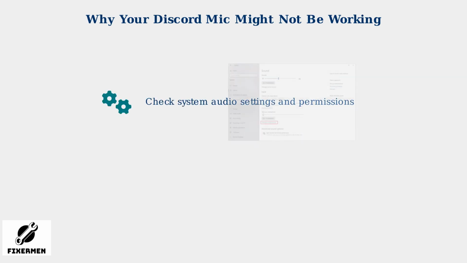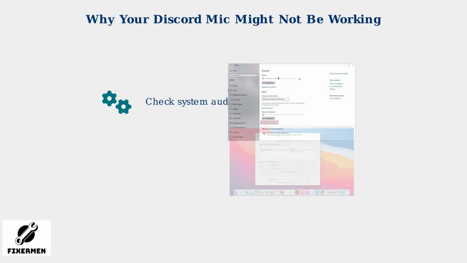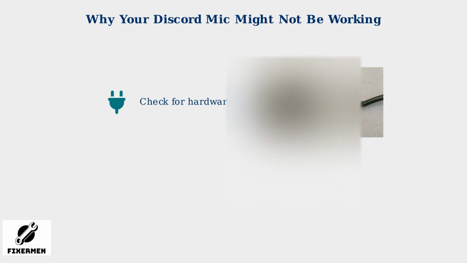Sometimes it's as simple as incorrect audio settings in Windows or Mac OS. Discord might not have permission to access your microphone. Hardware problems, like a faulty USB connection or a broken mic, are also possibilities. Background processes or other applications using your mic can also create interference and prevent Discord from accessing the input.